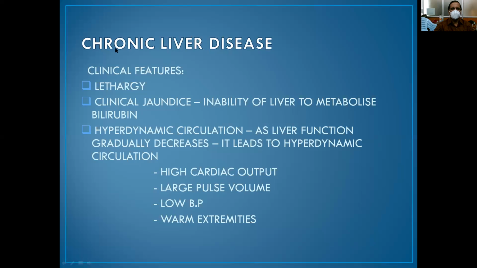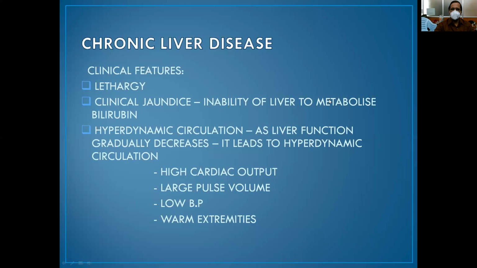And coming to chronic liver disease, this is very, very important for your clinics. So in the general examination, what you have to look for is, number one, the patient is lethargic, dull, and there is clinical evidence of jaundice.